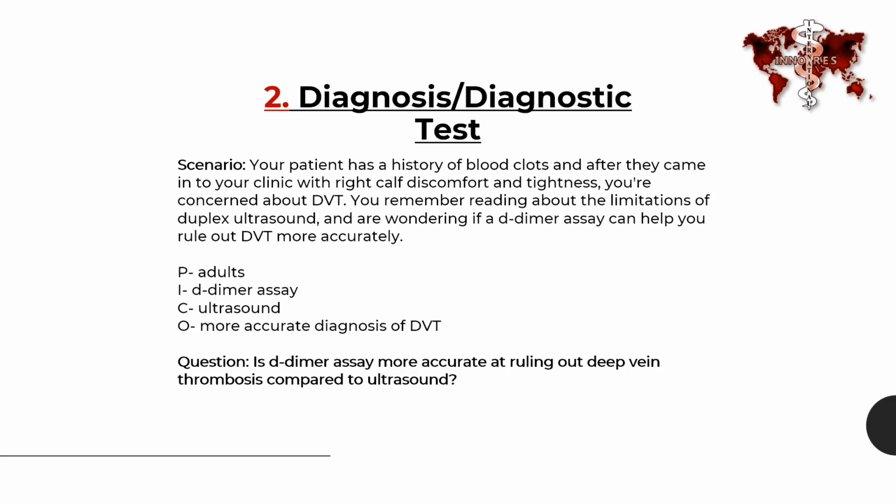So here the question will be: is D-dimer assay more accurate at ruling out deep vein thrombosis compared to ultrasound?